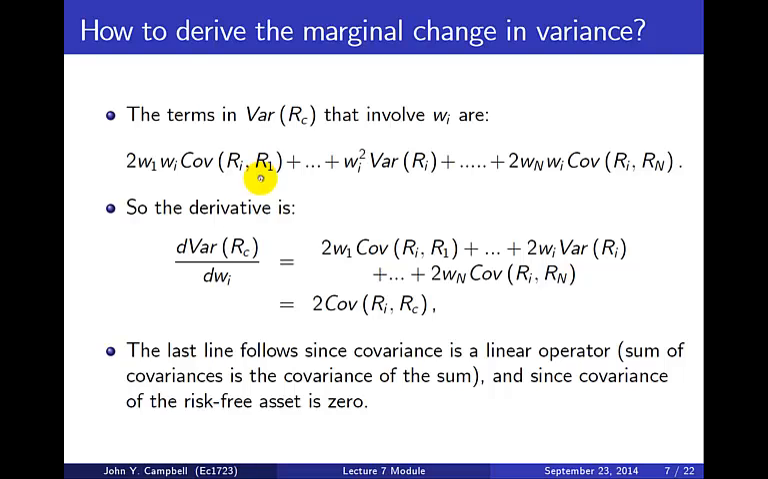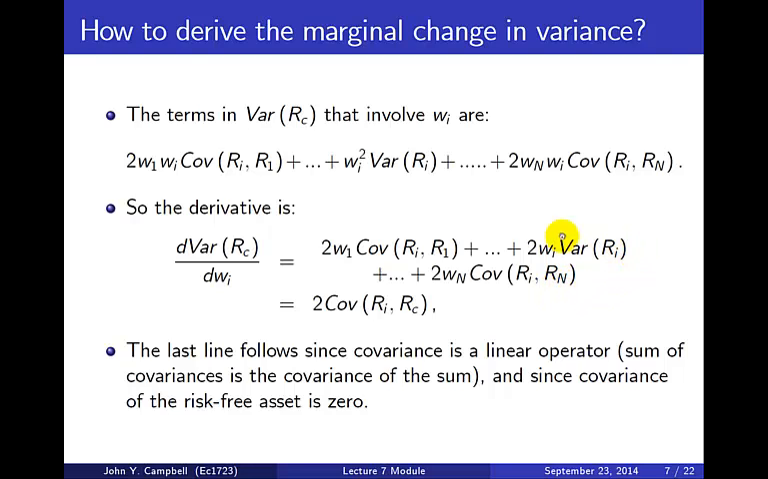So now let's think about taking the derivative of this thing with respect to Wi. These are the only terms that change when Wi changes. So we'll take the derivative. What are we going to get? The derivative of the first term is 2W1 times covariance of Ri and R1. The derivative of this term is 2 times Wi times the variance of Ri. And we keep going. The derivative of the last term is 2Wn covariance of Ri and Rn.